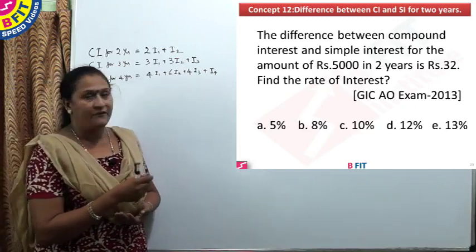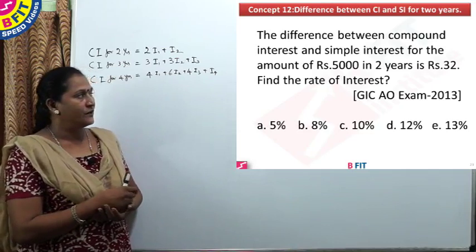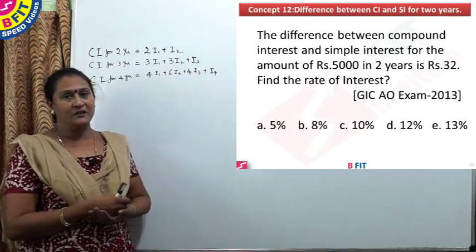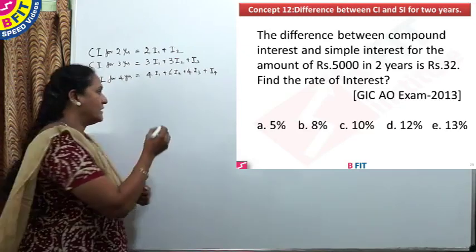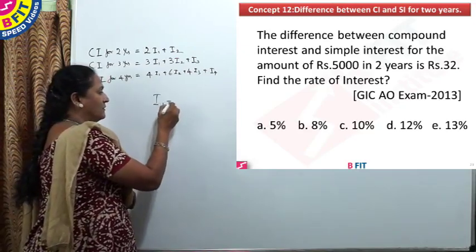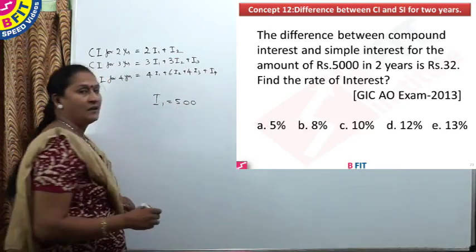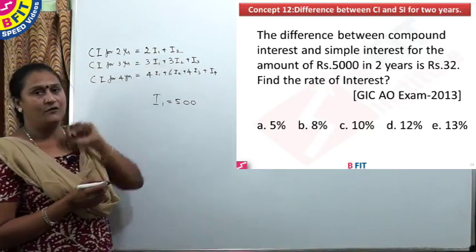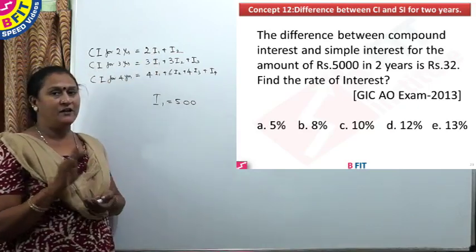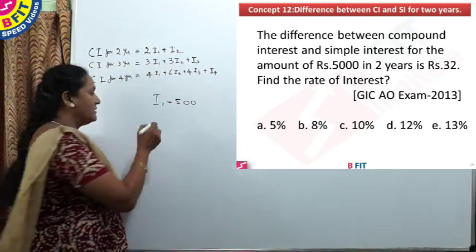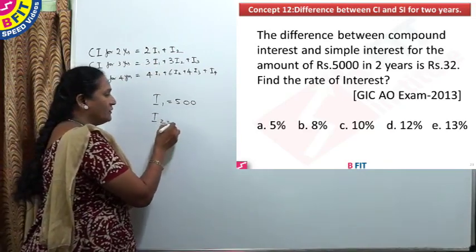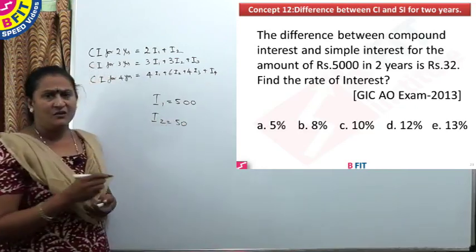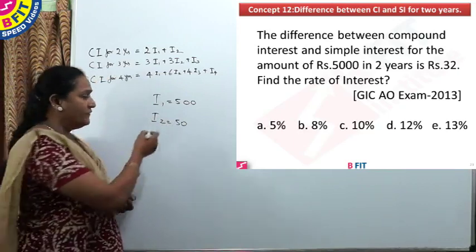So a convenient rate we can take is 10%. If you take 10% for 5,000, what is 10% of 5,000? 500. So that is I1, it is 500. And now we need I2 for the difference, because in simple interest we have this 2I1 also. So I2 will be the difference between compound and simple interest for 2 years. So what is I2? For 500, 10% is 50. So when you take the rate as 10%, we get I2 as 50.